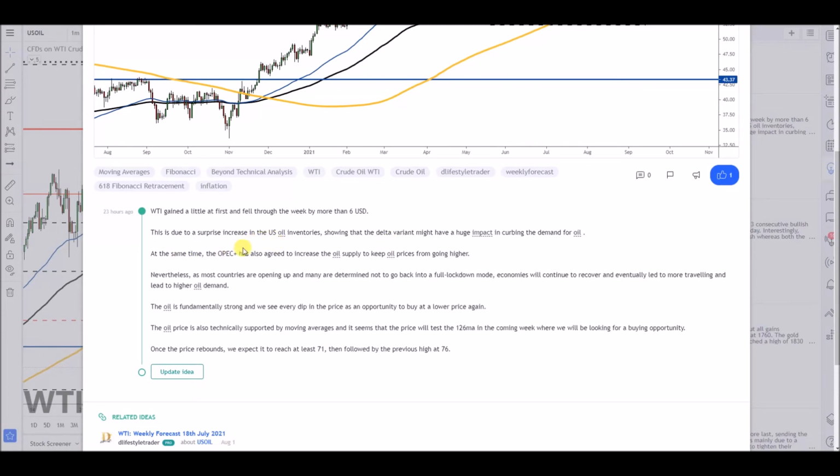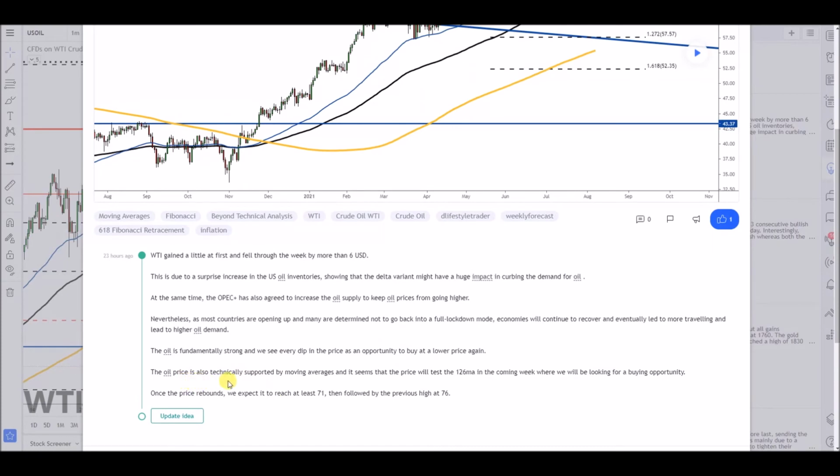At the same time, OPEC Plus has also agreed to increase oil supply and keep oil prices from going higher. So this is nothing new. Nevertheless, as most countries are opening up and many are determined not to go back into a full lockdown mode, economies will continue to recover and eventually lead to more traveling and a higher oil demand. So oil is fundamentally strong, and we see every dip in the price as an opportunity to buy at a lower price again.